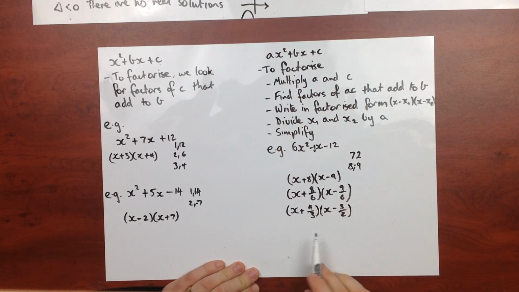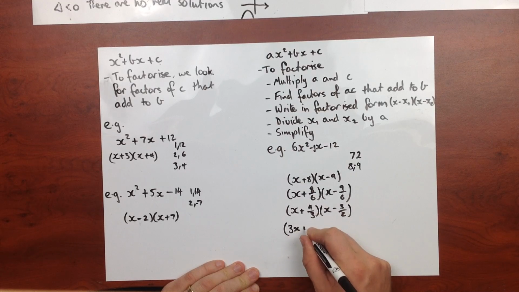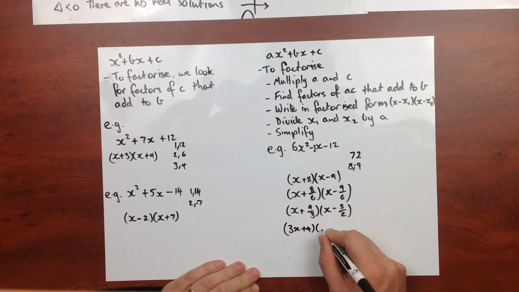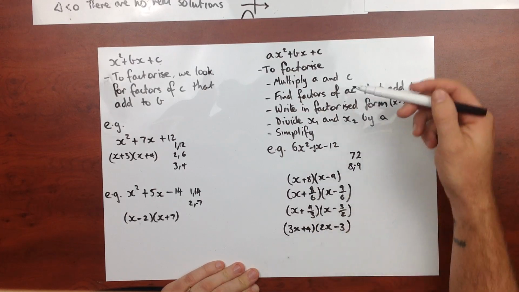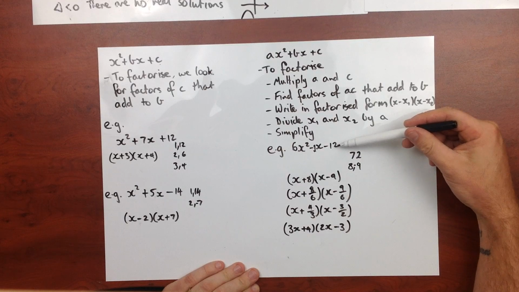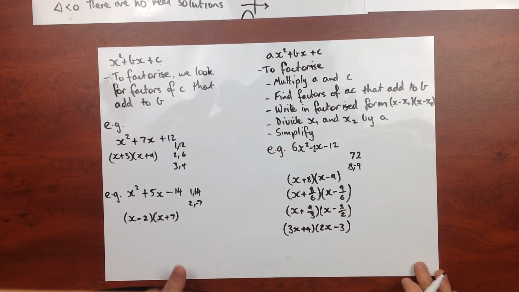Now because that's not very nice, what we do now is we actually multiply this across and make it 3x plus 4 and 2x take 3. And that's going to be the factorised form of this one here. So it's a nice little trick to use.